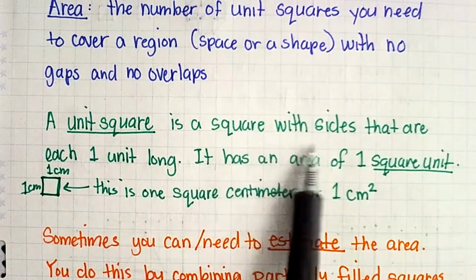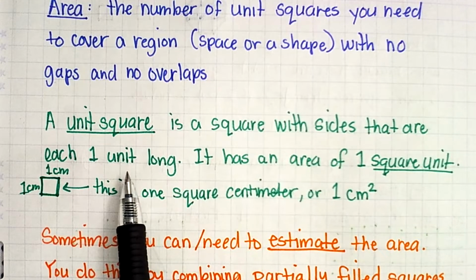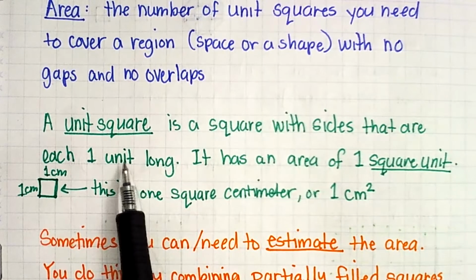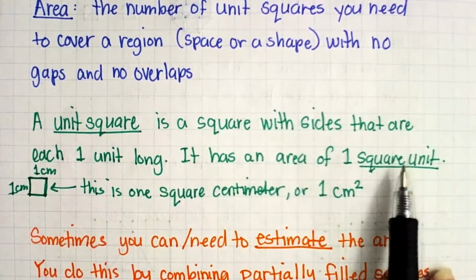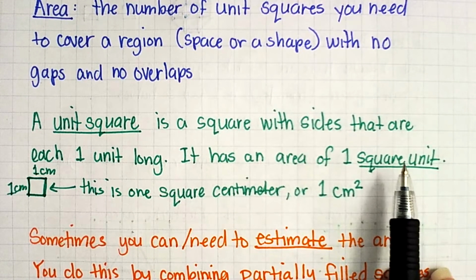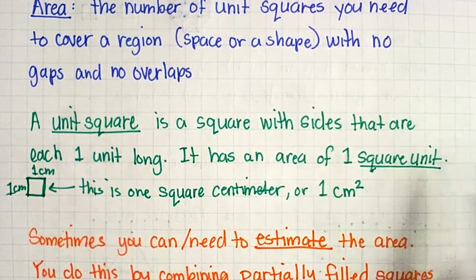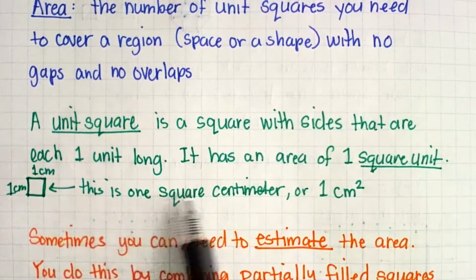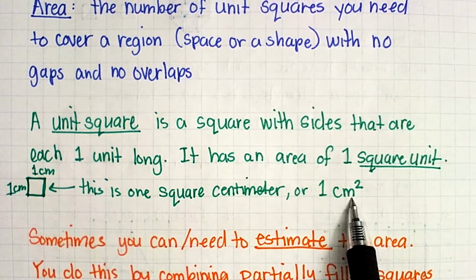A unit square is a square with sides that are each 1 unit long, whatever unit you're using. 1 inch long, 1 centimeter long, 1 yard long, 1 millimeter long. It doesn't matter. It's just 1 on each side. And it has an area of 1 square unit. So if you're using inches, you would have 1 square inch. If you were using centimeters, you would have 1 square centimeter, and so on. So over here, this is 1 square centimeter approximately. So I would write it as 1 square centimeter, or 1 cm², where cm is the abbreviation for centimeter, and the little 2 above it means squared.